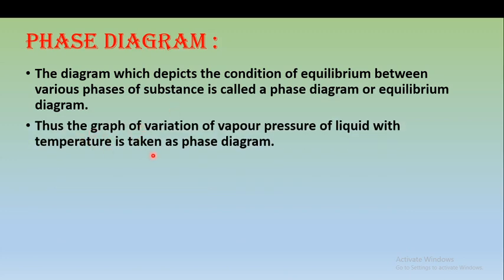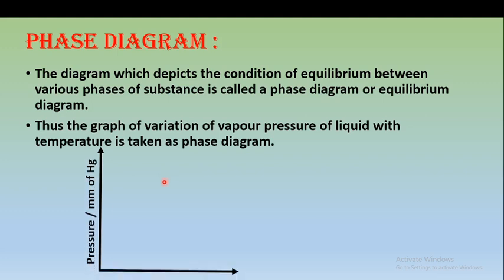So the graph of variation of vapor pressure with temperature is taken as a phase diagram. So what is a phase diagram? It is a graph of variation of vapor pressure versus temperature. If we plot on the y-axis the pressure in mm of Hg against the temperature in Kelvin, the graph obtained is called a phase diagram.